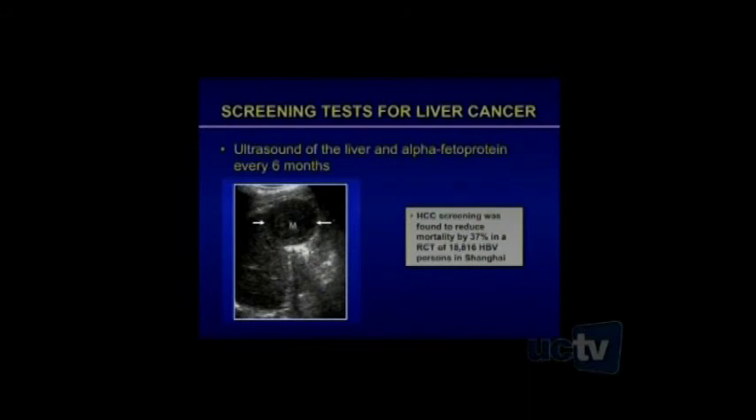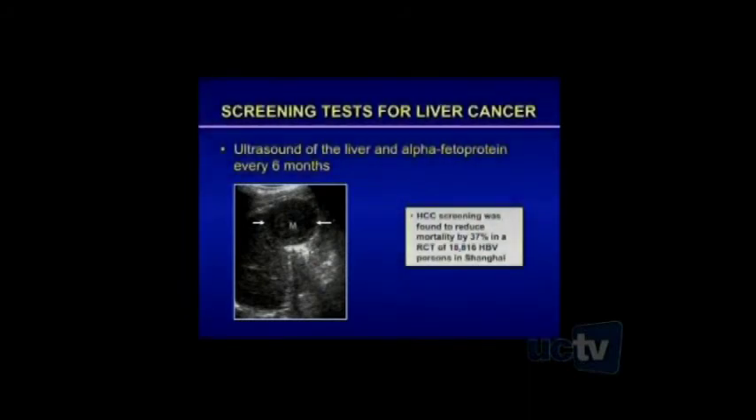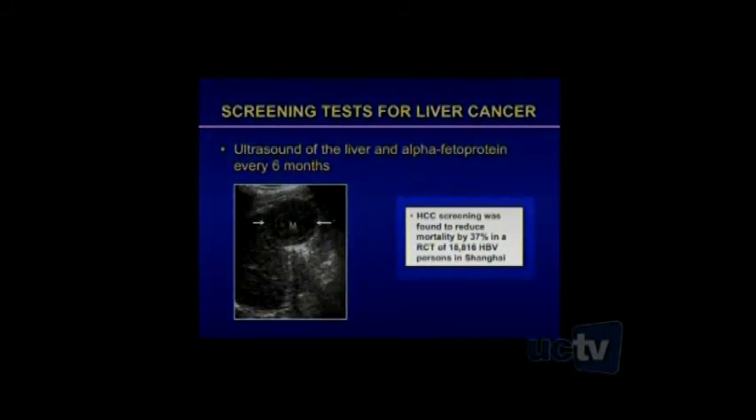So is screening important? Well, it's hard to do studies to say you don't screen patients and let them develop liver cancer, but there was an old study from 20 years ago from Shanghai, China, suggesting that if you do screening, any kind of screening, you lower the mortality, the death rate, by 37%, as opposed to people who never received screening. These are primarily patients with hepatitis B. So there's some evidence suggesting that screening is important in reducing the chance of death in these patients who are at risk for developing liver cancer.